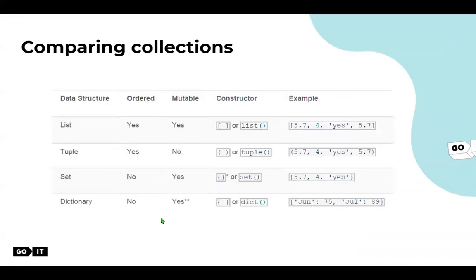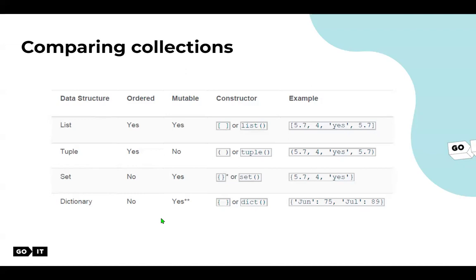Now, comparing your collections, you might want to take a screenshot of this. I will stay on this slide for a bit to give you time to do that. The first column is your data structure on the very left: your list, tuple, set, and dictionary. Ordered, meaning it has to follow a particular order. For lists and tuples, yes. For sets and dictionaries, no, meaning sets and dictionaries can be in any particular order. Mutability: lists, sets, and dictionaries, yes. Tuples, no.